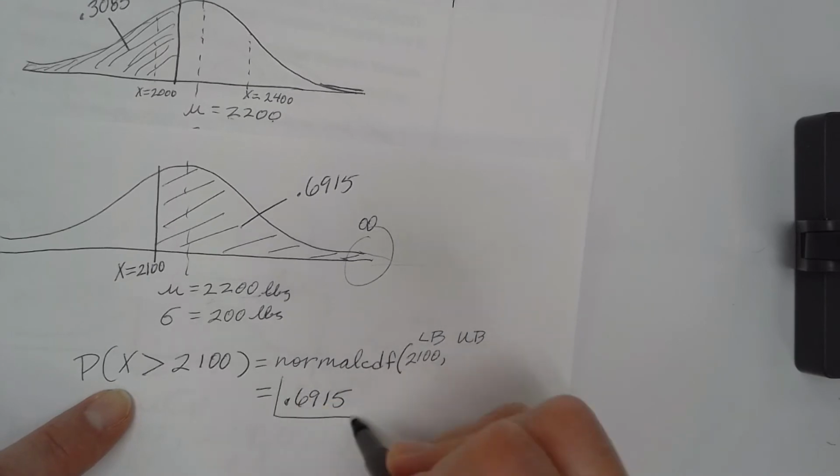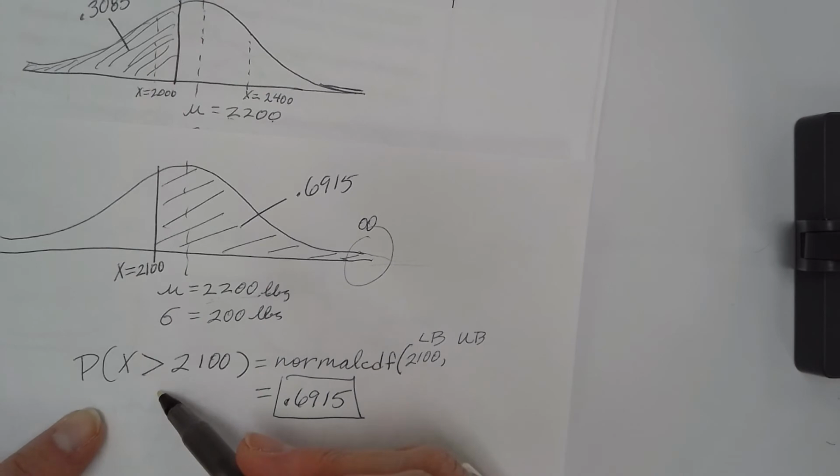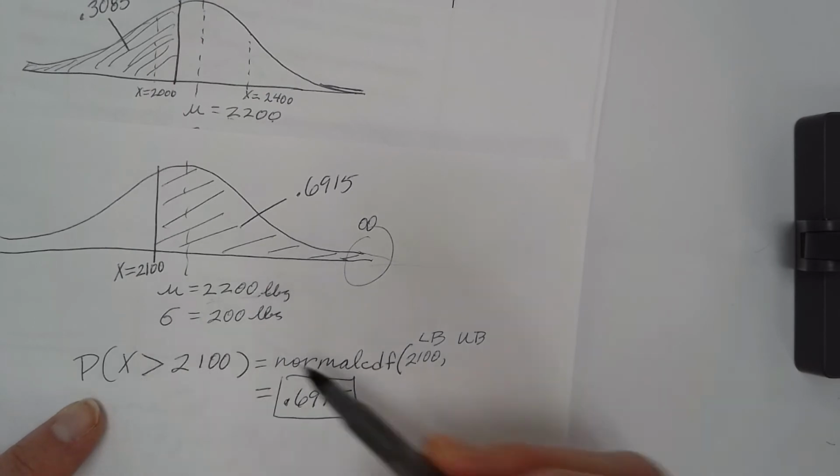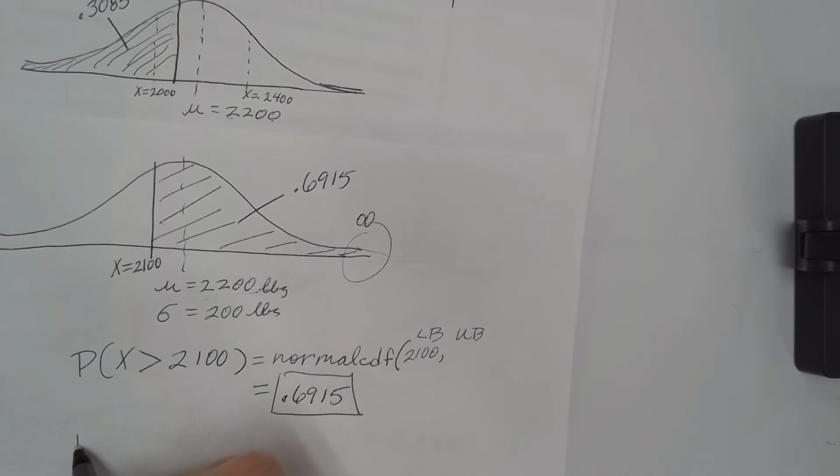All right. So that's the probability that a giraffe weighs more than 2,100 pounds. Any questions on that? So what's the difference between the PDF and CDF? The PDF just tells you the probability that a giraffe weighs exactly 2,100 pounds. Okay.